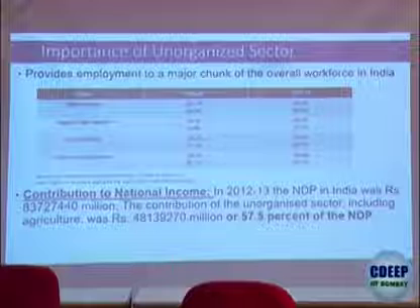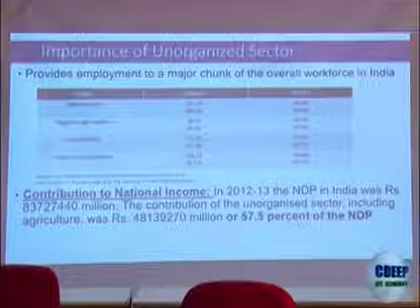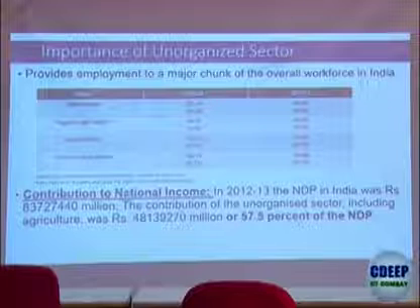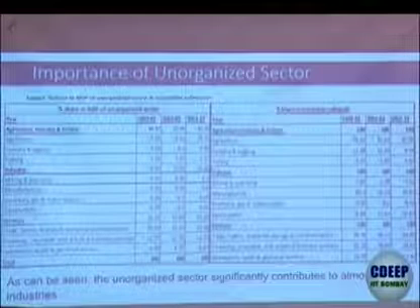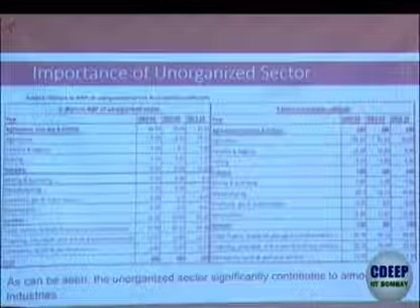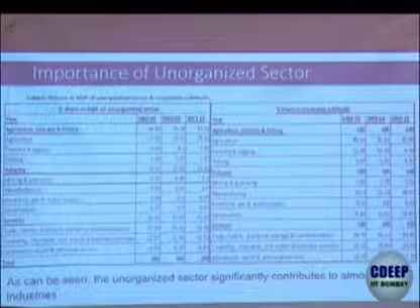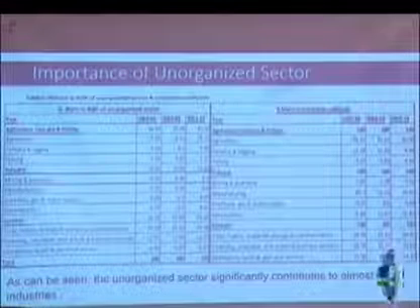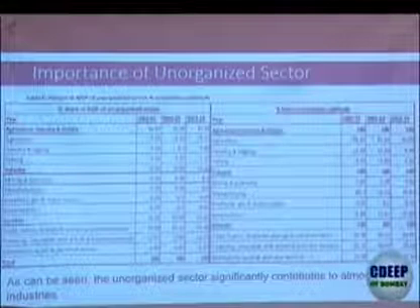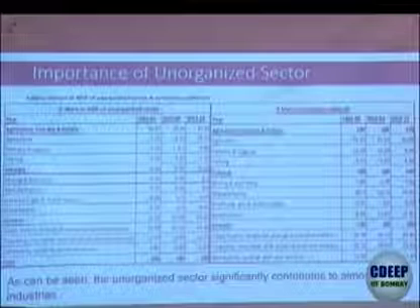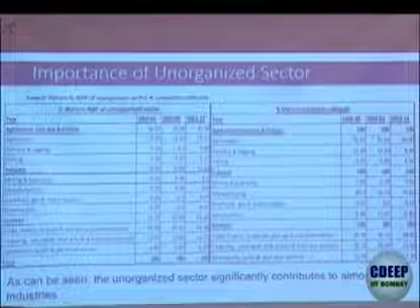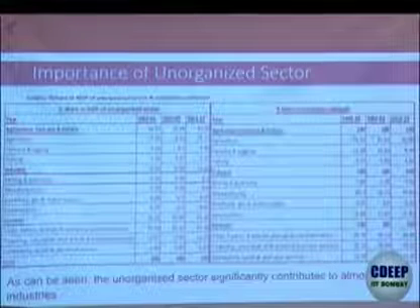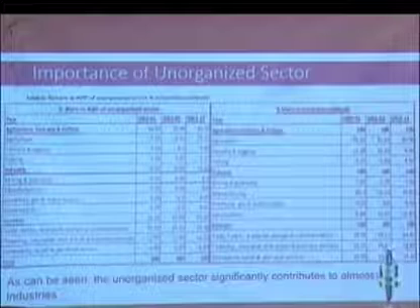Then, contribution to national income. If we look at the net domestic product, the contribution of the unorganized sector is around 57.5% of the NDP. At a disaggregated level, the main portion of the unorganized sector's NDP share is in agriculture, and the services sector also forms a major portion. So 39.12% of the NDP is given by agriculture as well as the services sector, but in workforce terms, industry forms a major portion.